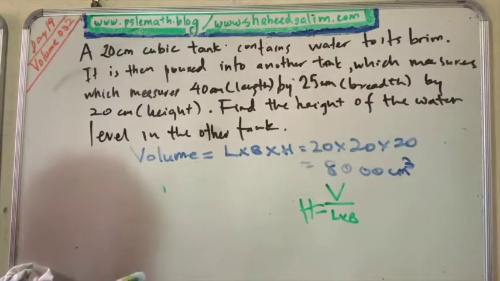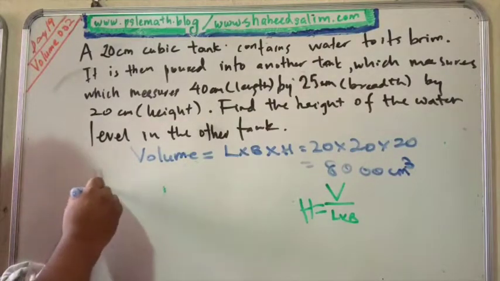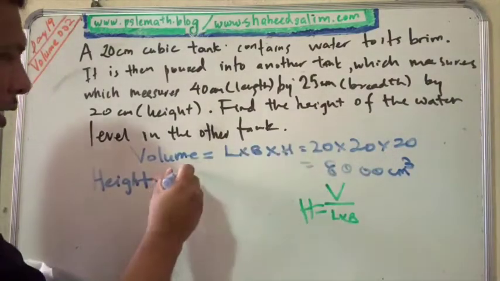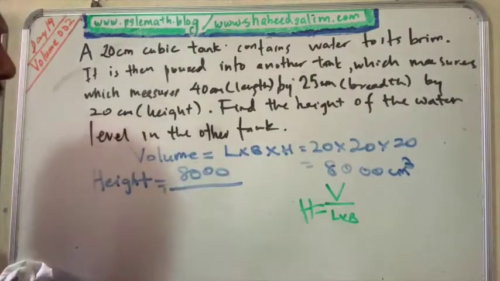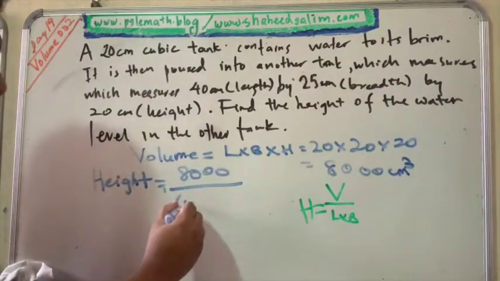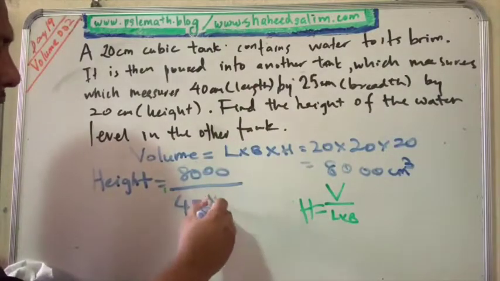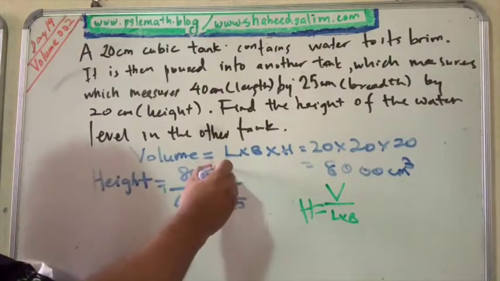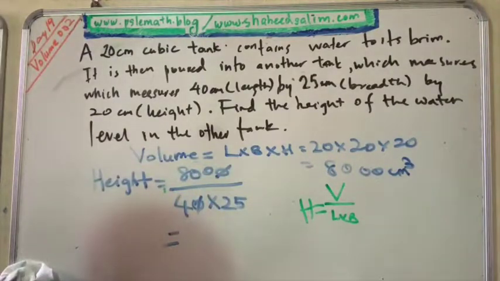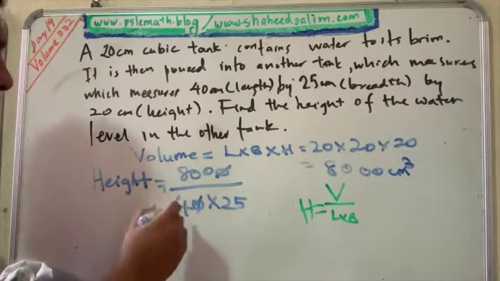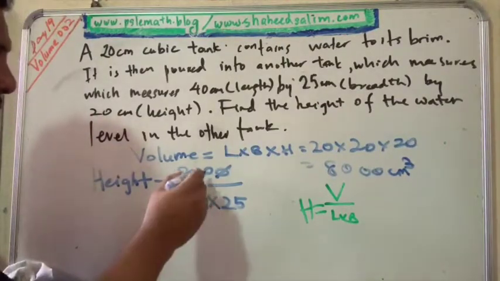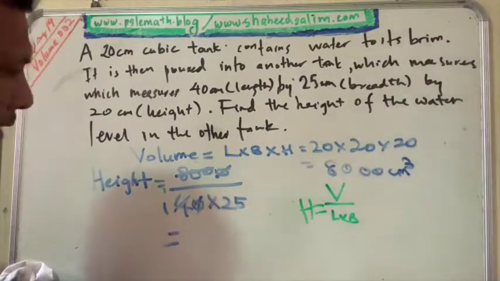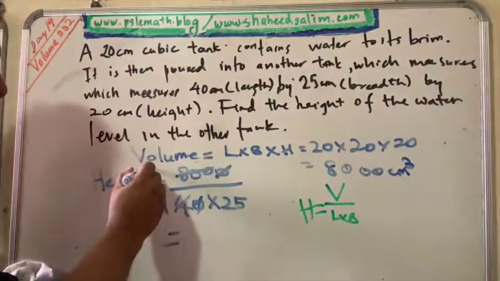Okay, so there we go. You want to find the height. This is equal to volume, which is 8,000, divided by the length, which is 40 cm, times the breadth, which is 25. So what do you get? Cancel, divide by 10, divide by 10. Now over here you can divide this by 4, and if you divide this by 4 you get 25 times 8, which is equal to 200.